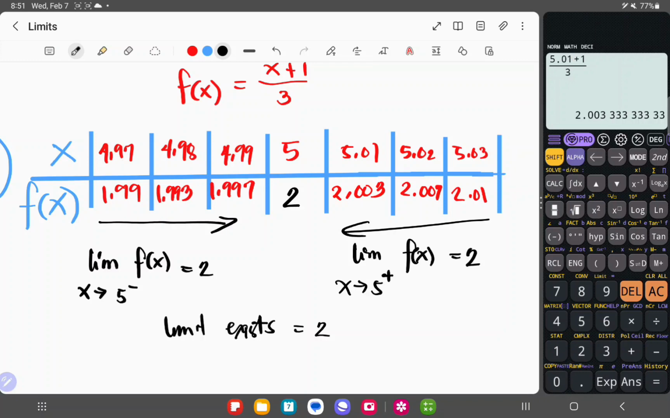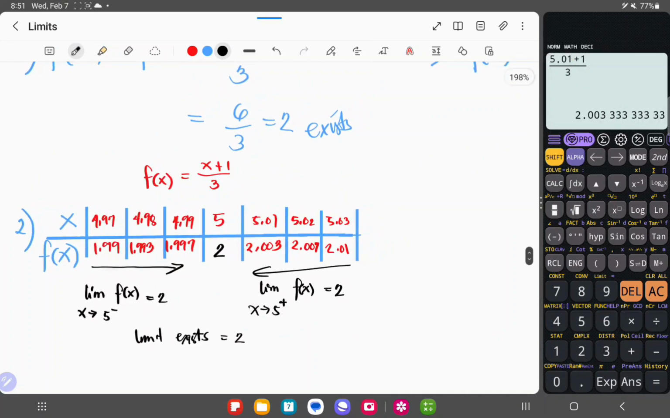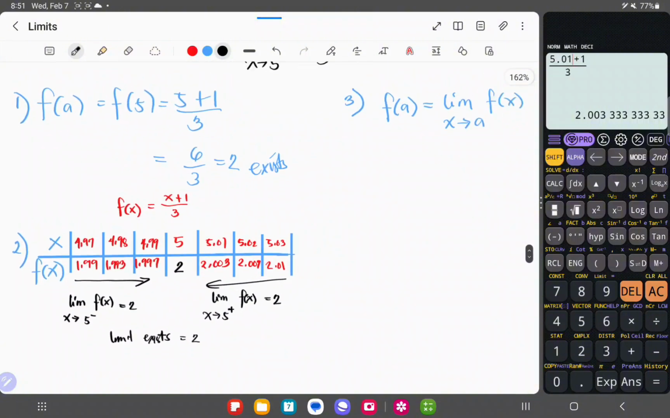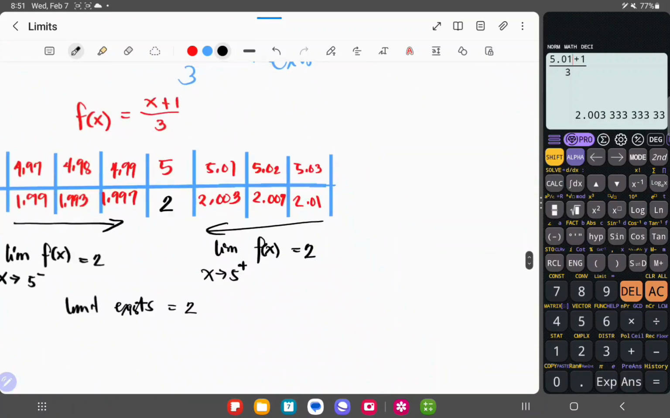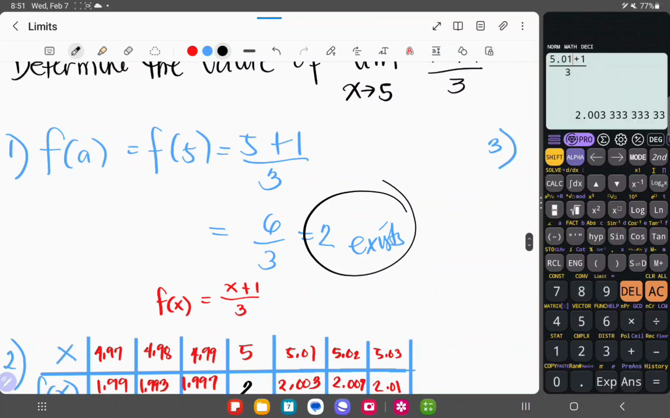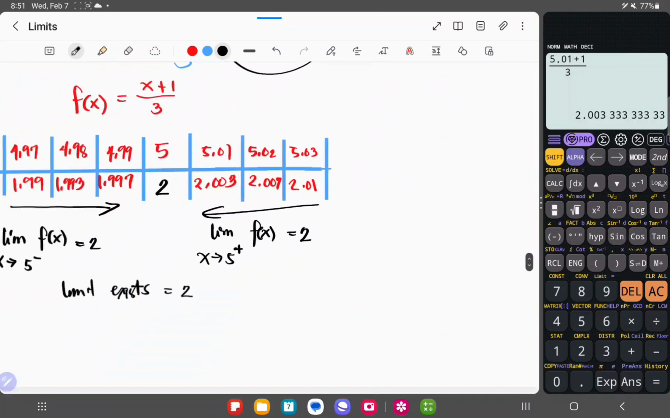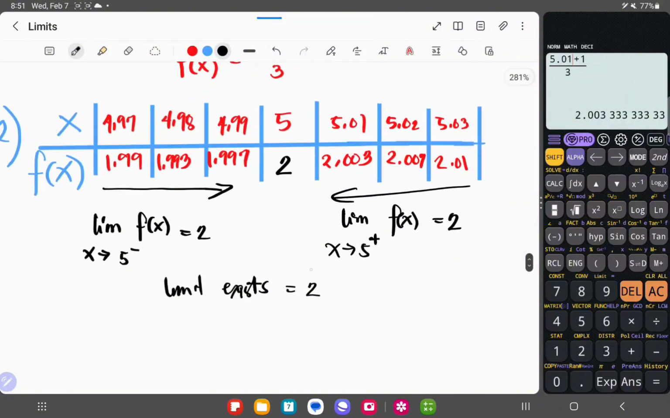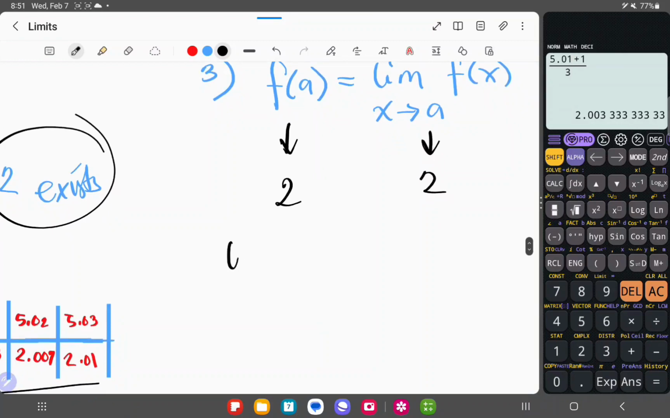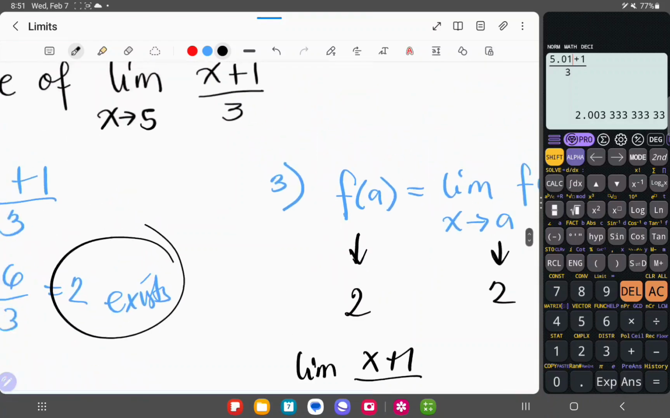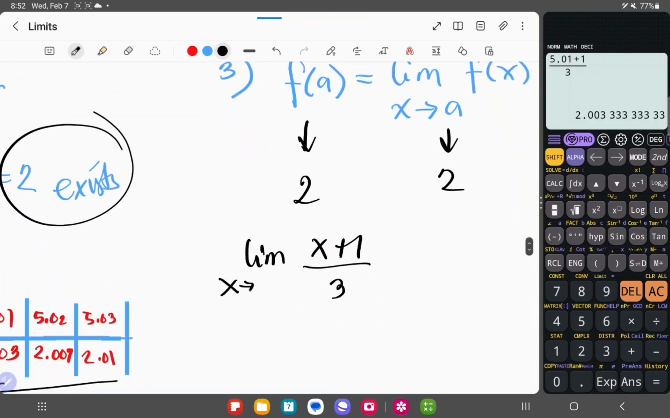Now, to fully say that the limit of a function is existing, we have to satisfy the third condition, that the value of our f of a is equal to the value of the limit. In our first condition, the value of f of a is equal to 2, and in our second condition, the value of our limit is also equal to 2. Now, we could conclude that the limit of x plus 1 over 3 as x approaches 5 is equal to 2.